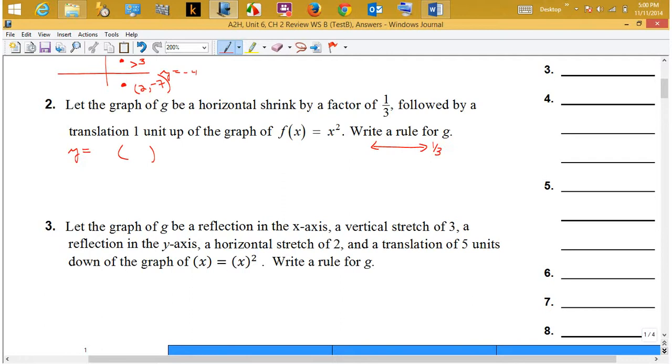Now remember that when we're dealing with the x value, what the x multiplies by is the reciprocal of what's in parentheses with the x. So if it actually shrunk by a factor of 1/3, that means I'm multiplying x by 3 when I make the graph. So this must be 3x inside the parentheses. And then it's going to have a translation of 1 unit up. I need to put my square there, and so that would be a shift upward in the y direction. So that would be my equation.